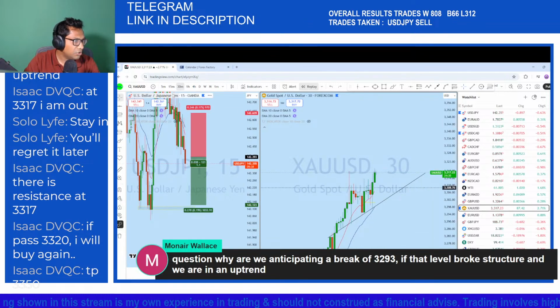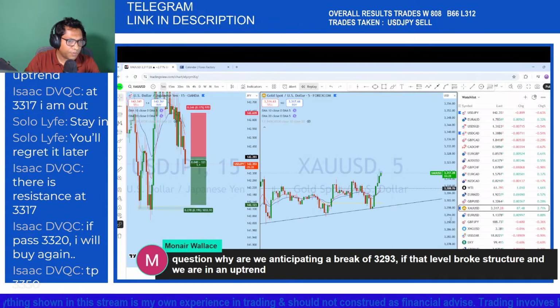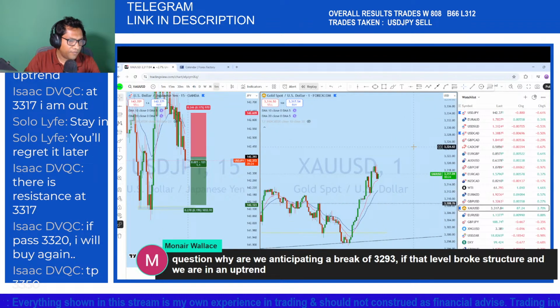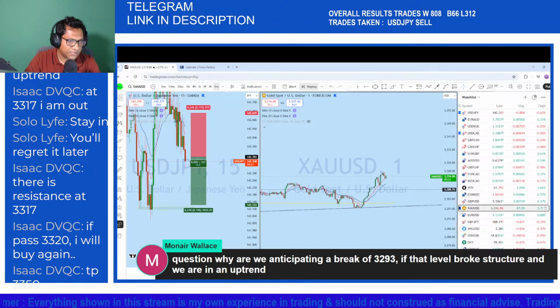On the 30 minutes price action, we can see that this is a bullish price action here, and on the lower time frame as well, we can see bullish price action.